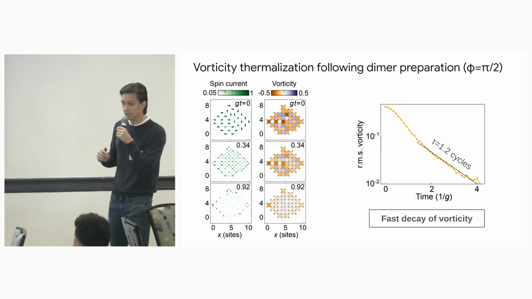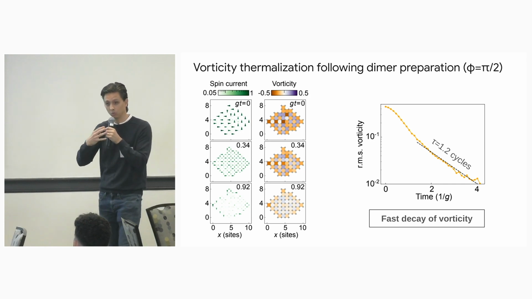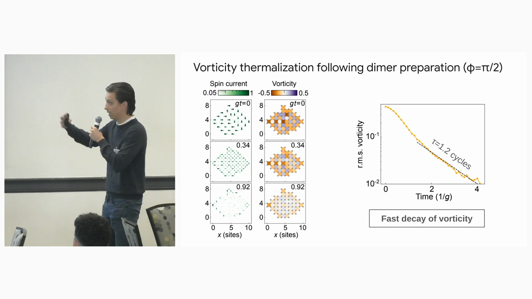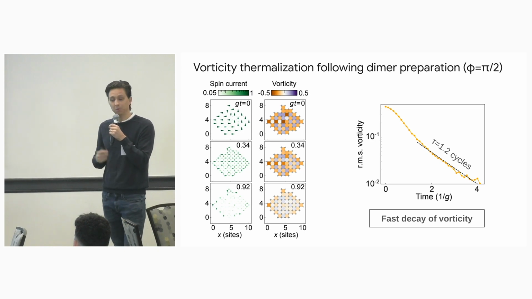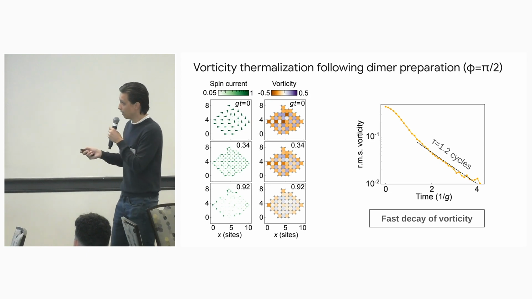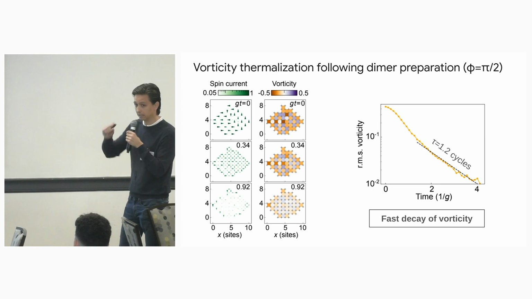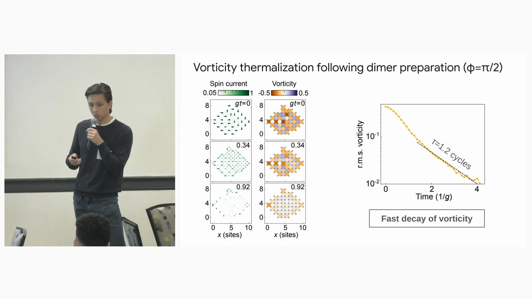So we went from some very fast energy thermalization to some very slow energy transport, and now to some very fast current thermalization. And this is all made possible by the fact that we have this analog digital platform. I've also plotted here the vorticity. That's just a spin current around each plaquette. And of course, again, we see this very fast relaxation of about 1.2 cycles.